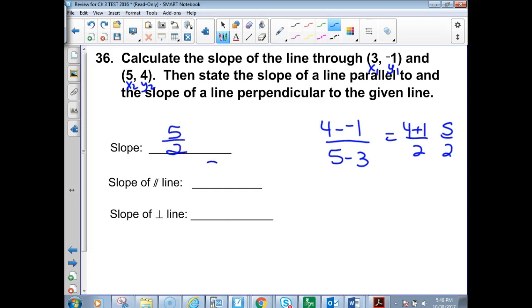The slope of the line parallel would be 5/2, and the slope of the line perpendicular would be, flip it over, change the sign, -5/2.